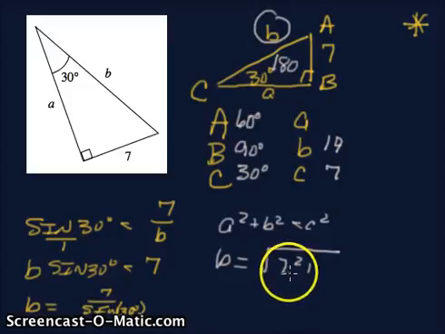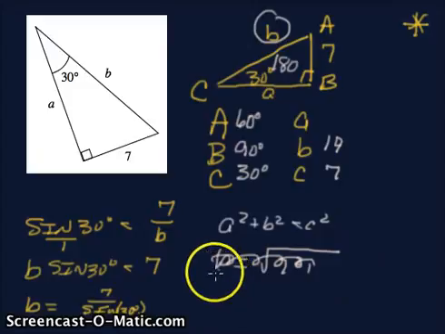I wrote that in the wrong spot. Or did I? Hold the phone. B was 14. We already have B. We're trying to find A.